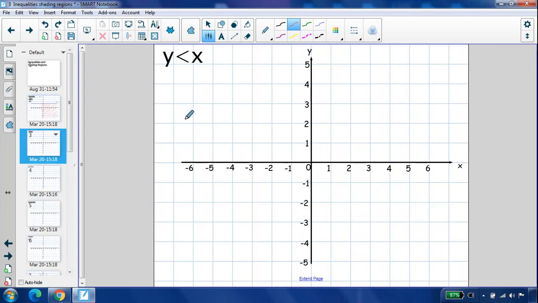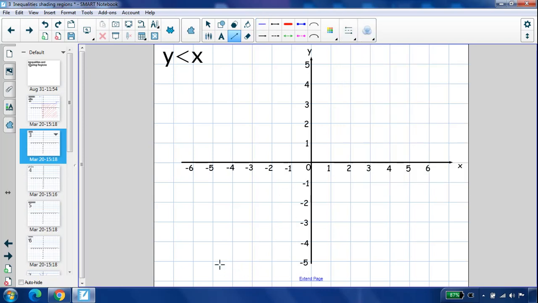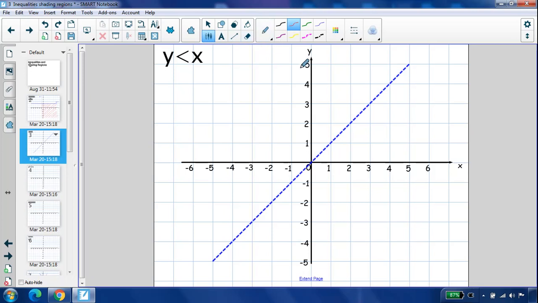Let's have a look at this one. I've got y is less than x. I know the y is equal to x line goes through the origin, and we've got gradient 1. I've got a less than sign, so I need a dotted line. And now we just need to find the region. I'm not labeling the line because I'm only dealing with one inequality.